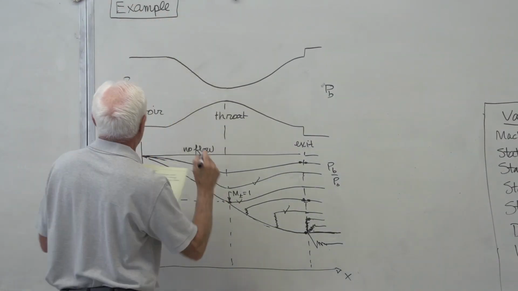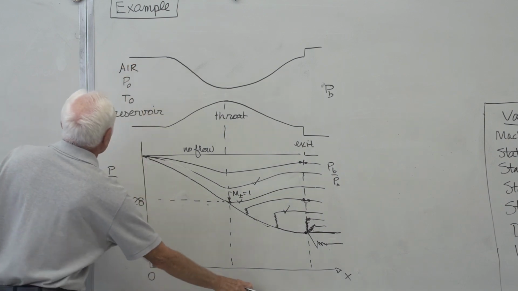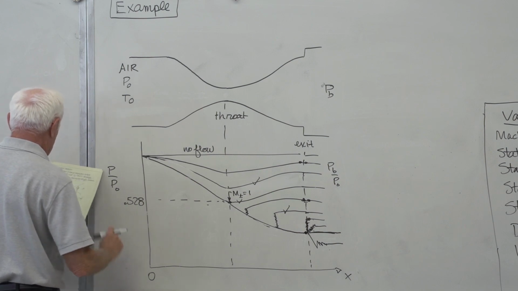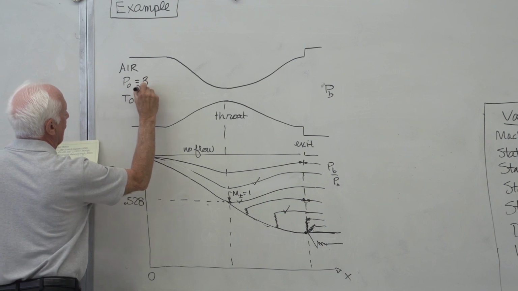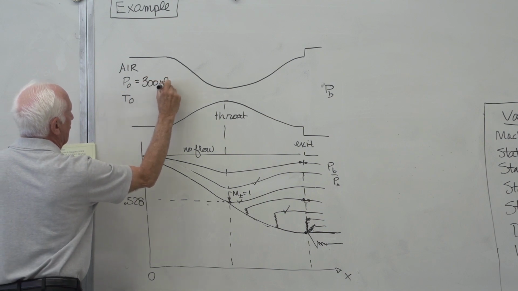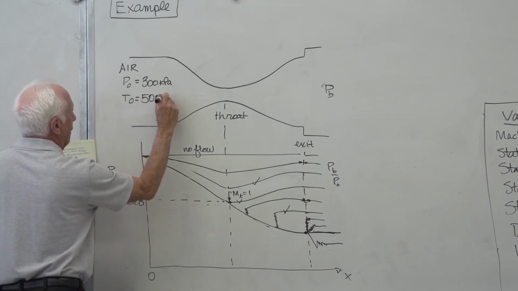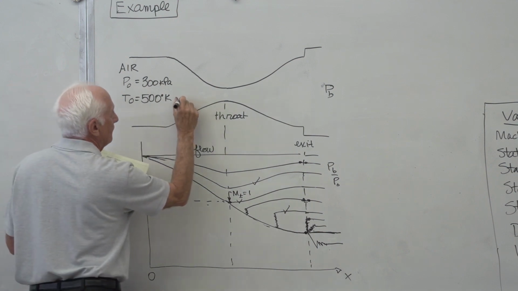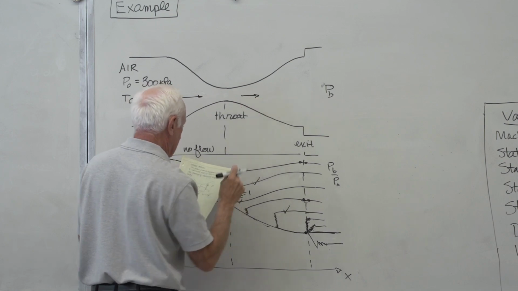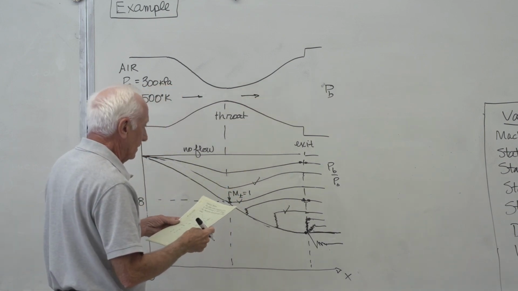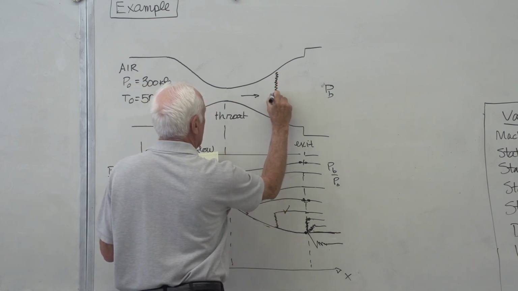Okay, so we have air. The reservoir conditions: P naught 300 kPa, temperature 500 Kelvin. Flow goes through the converging, diverging nozzle. There is a shock wave in the diverging part of the nozzle.